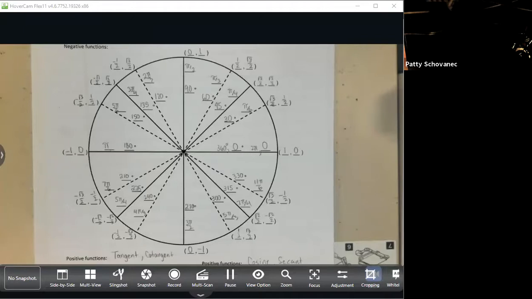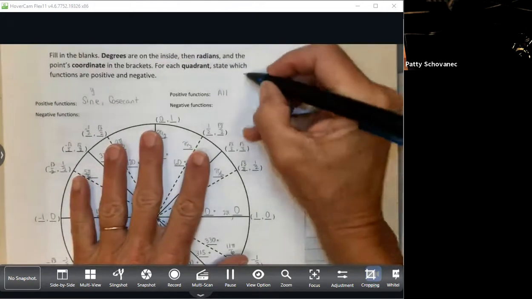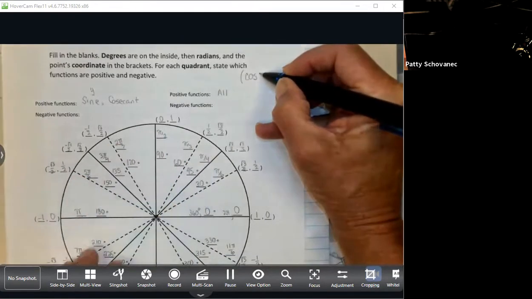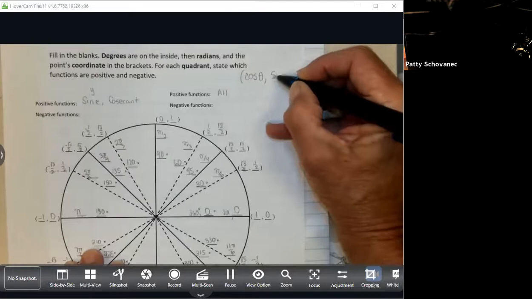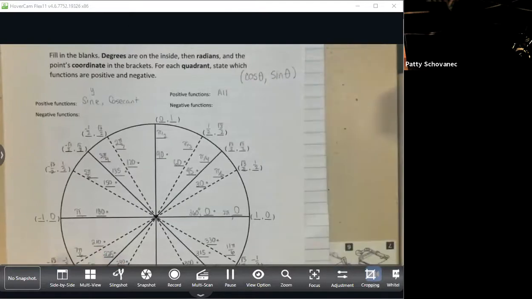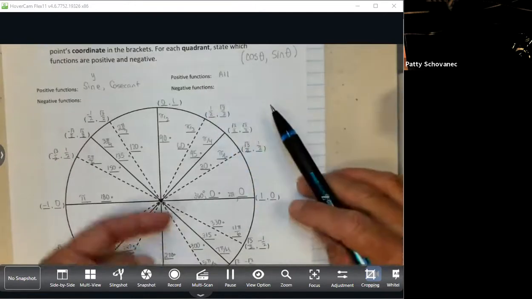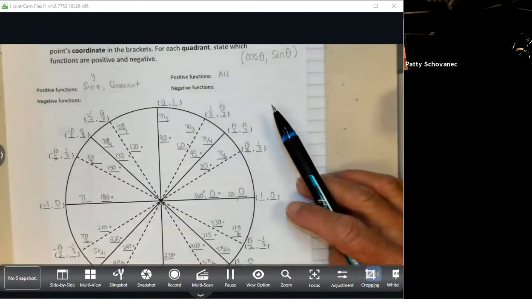Yes. Can you go over the positive and negative functions? In our unit circle, the cosine is the x value, cosine of theta. And the y value is the sine of theta. Right? So in the first quadrant, both the x direction and the y direction, if you were to plot a point, would have ordered pairs that are both positive.